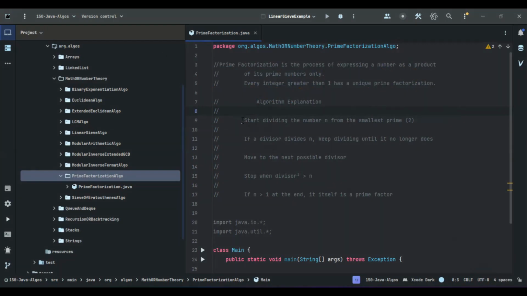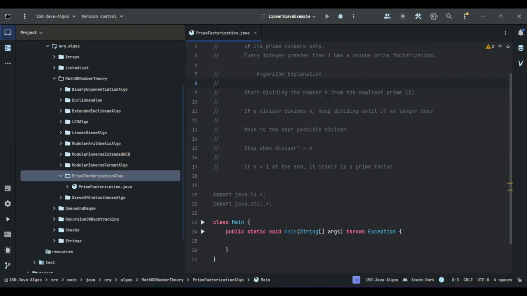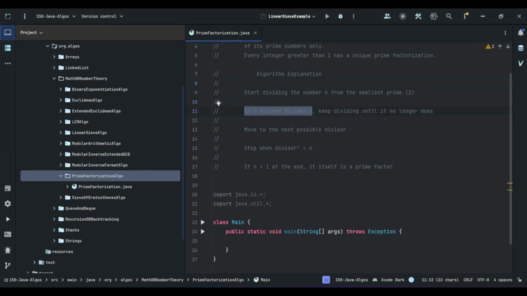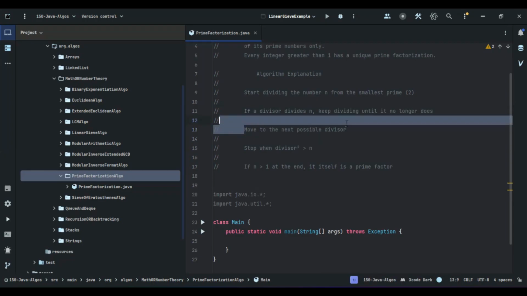First, we'll start dividing the number n from the smallest prime, which is 2. Suppose we have considered 6, we will divide by 2; 6 by 2 would lead to 3. If a divisor divides n, we keep dividing until it no longer does. Until then we will keep on dividing. Then we will move to the next possible divisor.